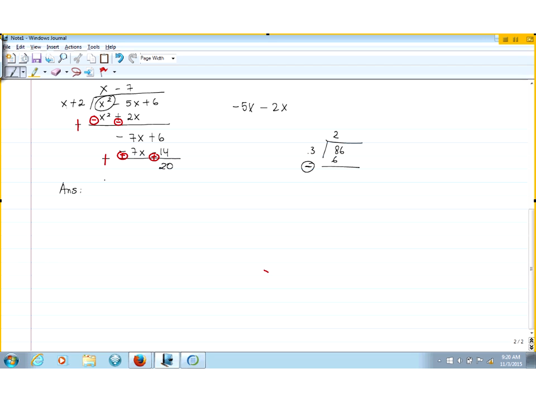All right. So what's my answer? How do I write my answer? This is the remainder. How do I know this is the remainder? It doesn't have an x anymore, right? So I can't really divide anymore. So how do I write my answer? x minus 7 plus 20 over x plus 2. Yes, so 20 divided by x plus 2. Good, so this is number 1.